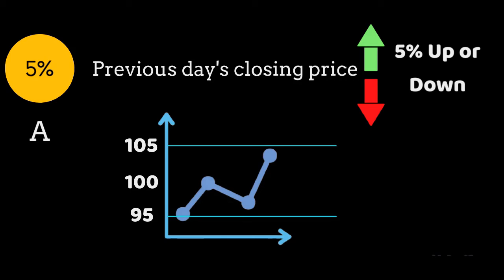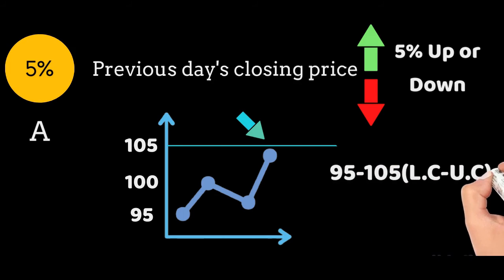Now assume that the price hits 105, that is the upper limit. Trading will be stopped on stock A for the day. In this case, 95 to 105 is the range in which stock A can move. This is known as the price band.